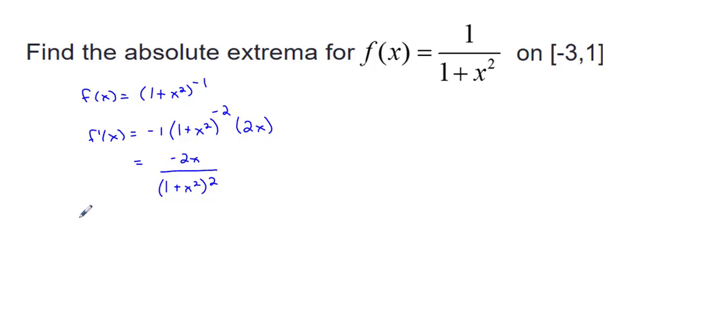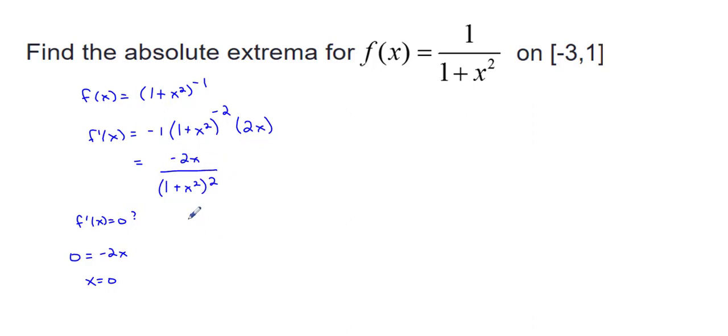Well, when does f prime of x equal 0? Let's figure it out. Well, that would be 0 equals -2x. And then what, x equals 0? We're doing this because we have a fraction. This fraction is equal to 0 when the numerator is equal to 0.